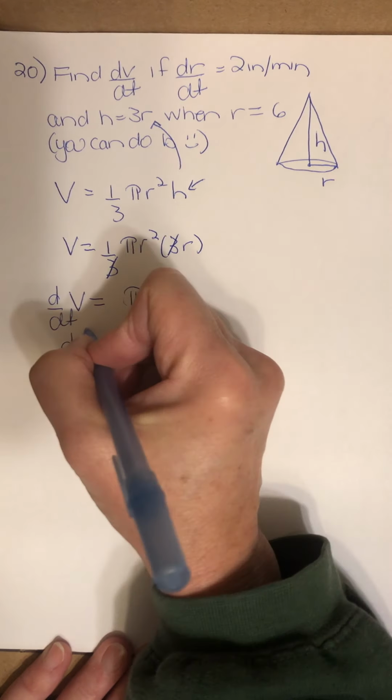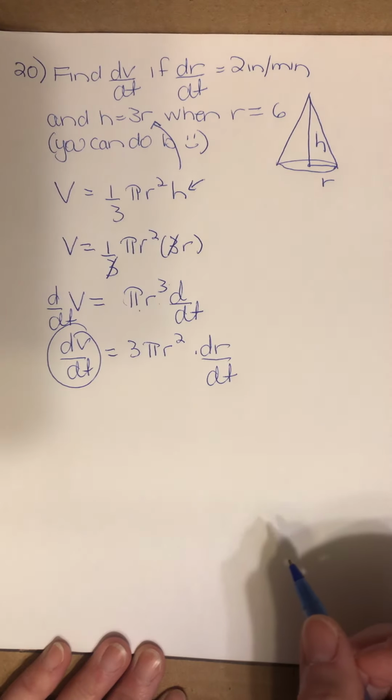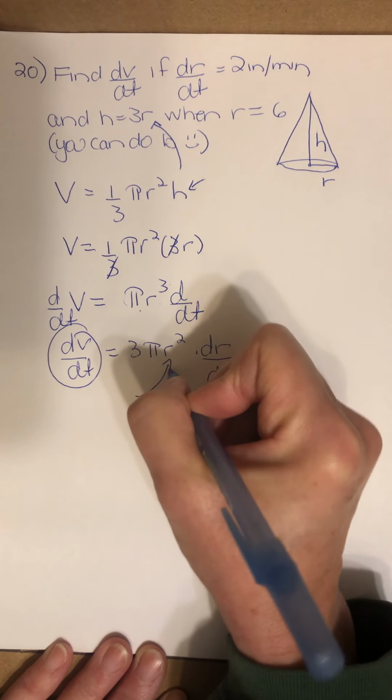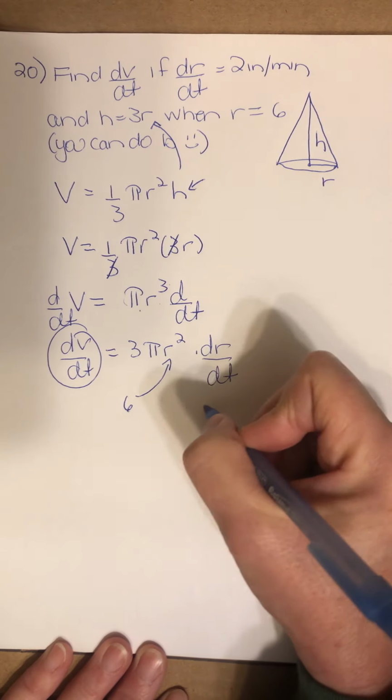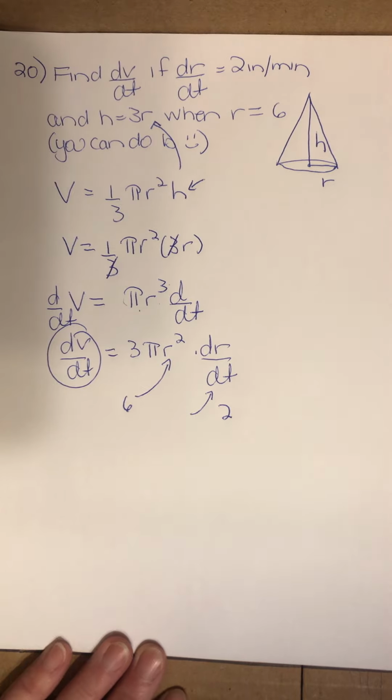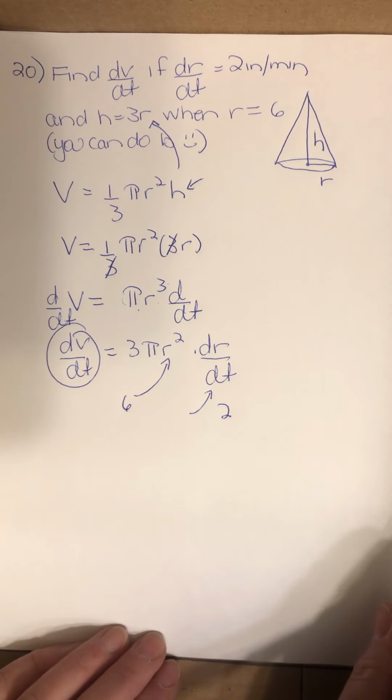They asked us for dV/dt, right? And so we have to have everything else. And notice they told us r was 6 and that dr/dt was 2. And so you can just pop those values in to solve.